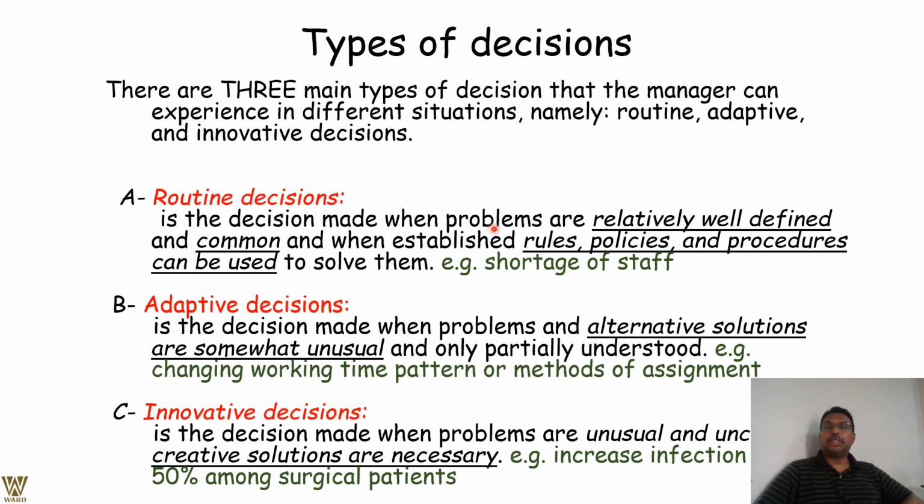Routine decision is a decision made when problems are relatively well defined and common, and when established rules, policies, and procedures can be used to solve them. That is, let's say, the shortage of your staff. Adaptive decision is a decision when the problems and the alternative solutions are somewhat unusual, or should I say peculiar, and only partially understood. Example, changing working time pattern or the method of assignment.